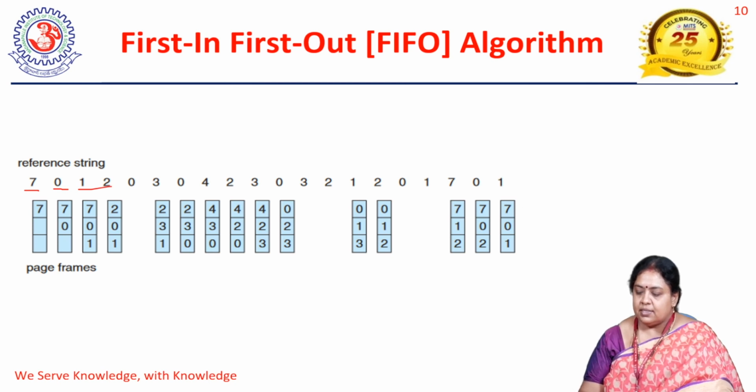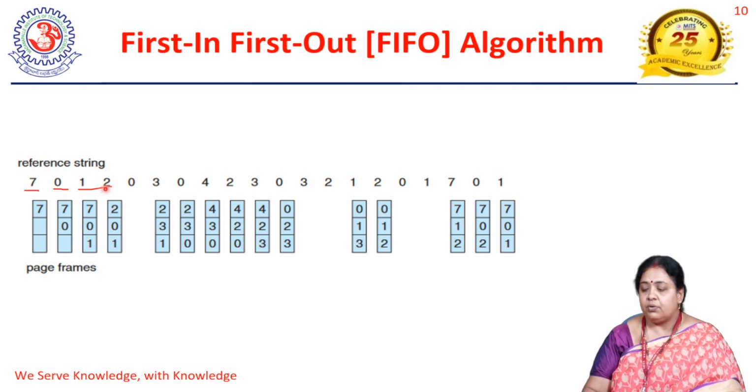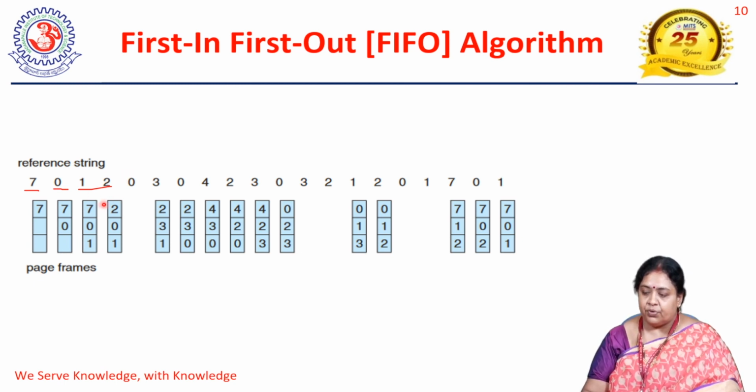Next in the sequence we have 2. Now all the frames have been allocated by pages. Here comes page replacement. This is a page fault, and we require page replacement. So which page do we have to replace? According to this algorithm, the page that was first brought into the memory has to be replaced. The 7th page was brought into the memory first, so 7 will be replaced by 2.